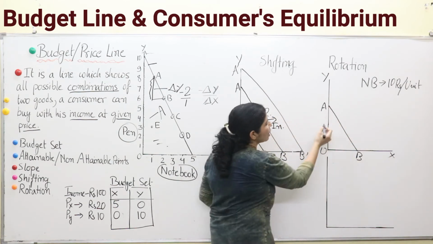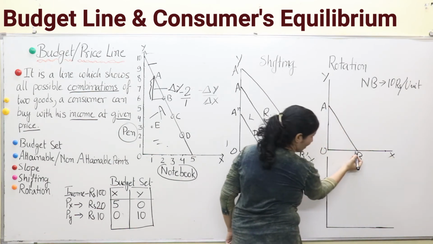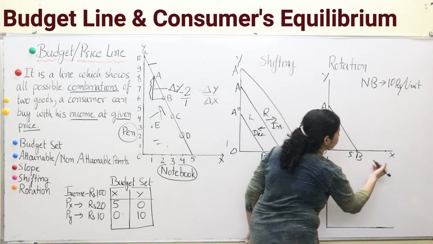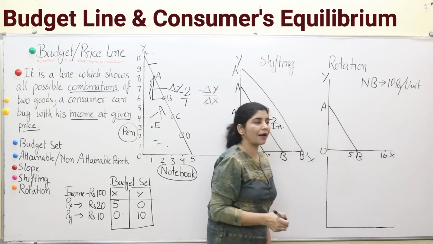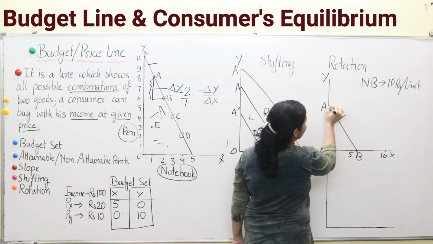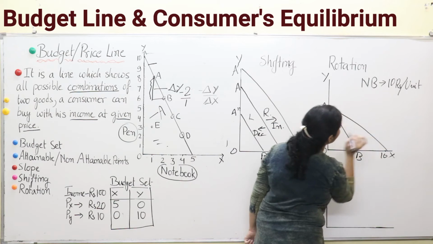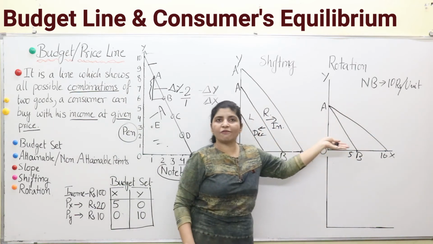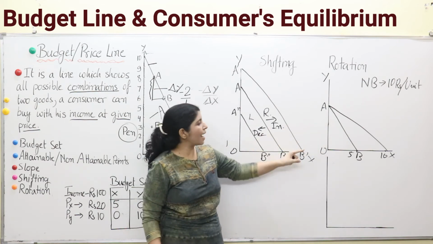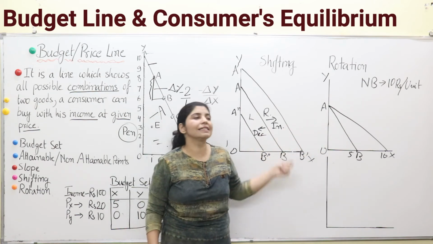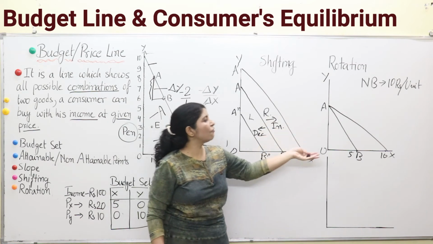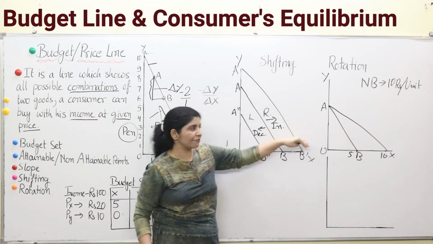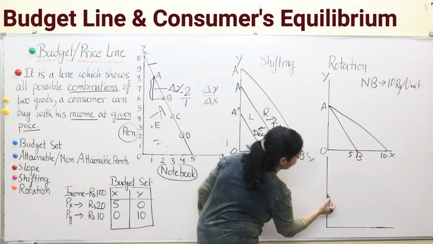So what will happen? More of X means here you were buying 5 units and now you can buy double that amount, 10 units. So your price line will rotate towards the right. This is the rotation of the price line when the price of X commodity is decreasing. In case the price of X commodity increases, then the price line will rotate towards the left.